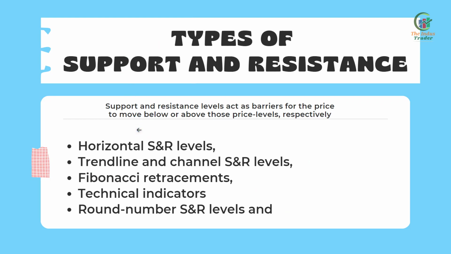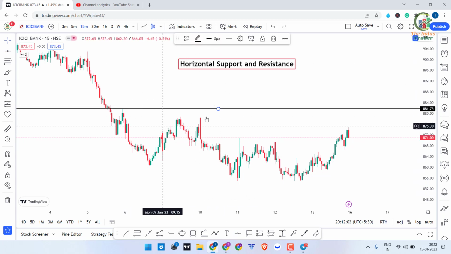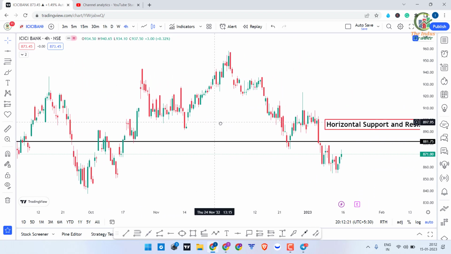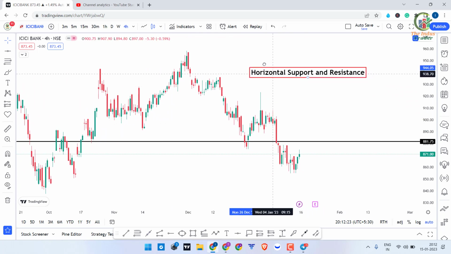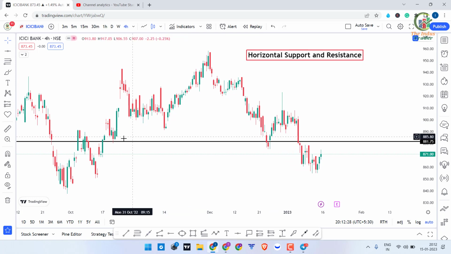So let's get started. We're going to see how to draw horizontal support and resistance. You all know these are the horizontal lines. Now, how to draw support and resistance? We have already seen the XYZ example. Now let's take some practical examples, just like ICICI. For that, let me shift to higher time frames, because in higher time frames we mark horizontal support and resistance. Thereafter I will also show you how to draw it.